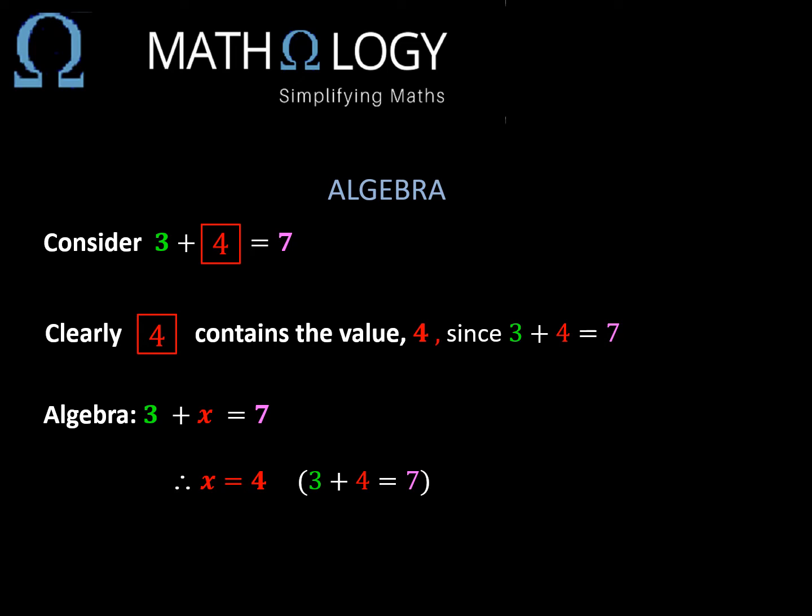Variables in algebra are generally represented by alphabet letters. So, we could have just as easily used the letter y, z, p, q, etc., instead of x, to represent the placeholder.